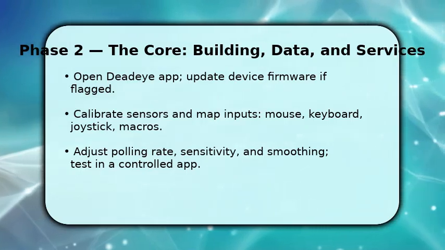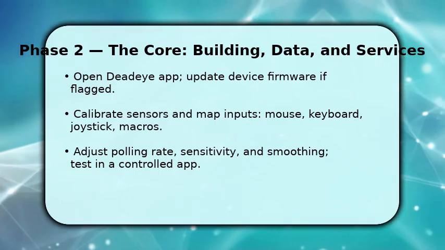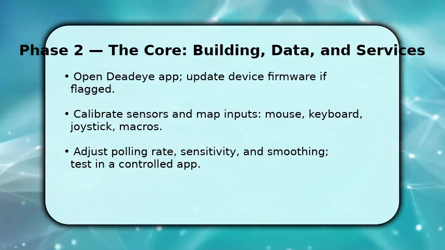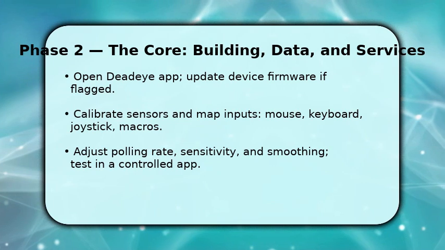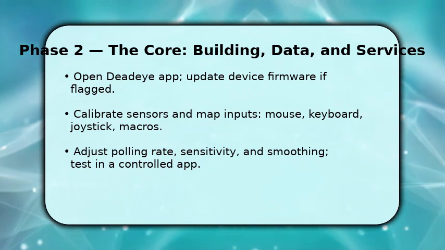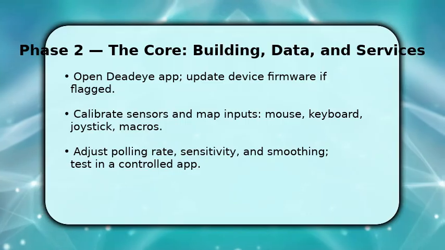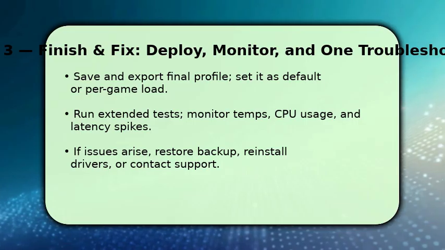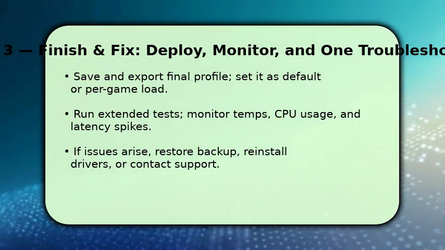Adjust polling rate, sensitivity, and smoothing in small increments, and test each change in a controlled application to verify behavior. Remember, small steps make it easier to isolate what improves accuracy versus what introduces lag. You finish by saving and exporting your final Deadeye profile and assigning load rules per game or task.